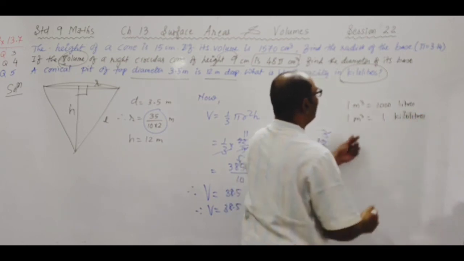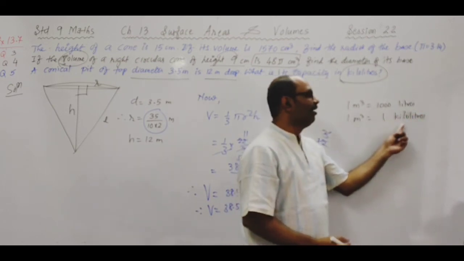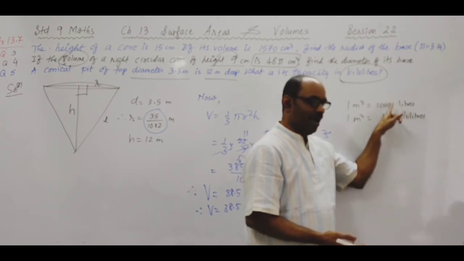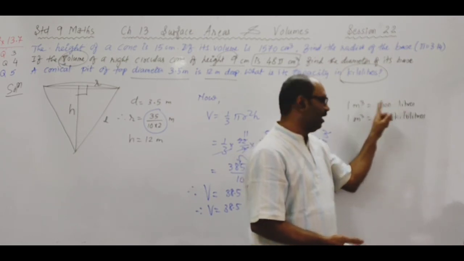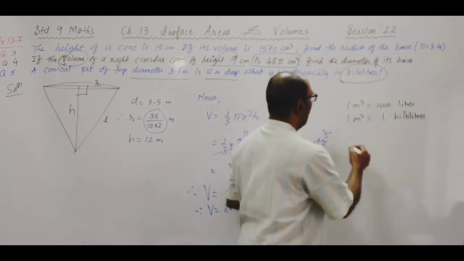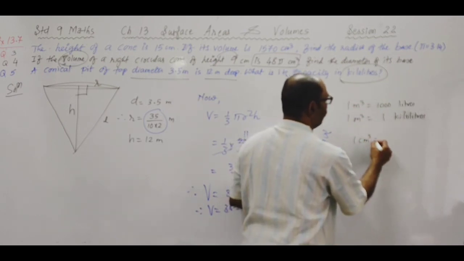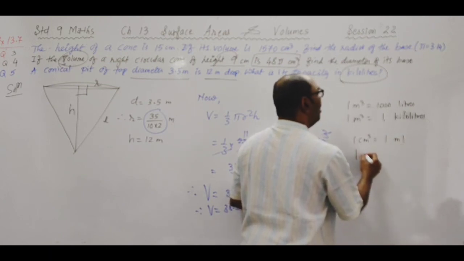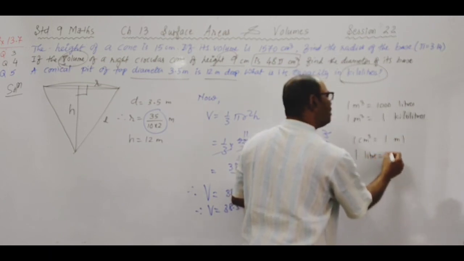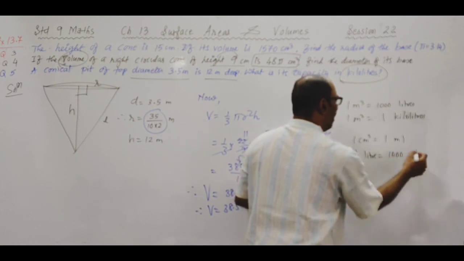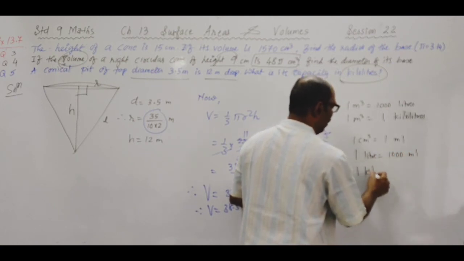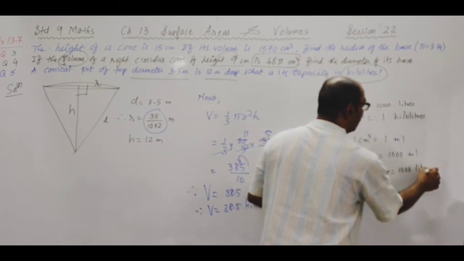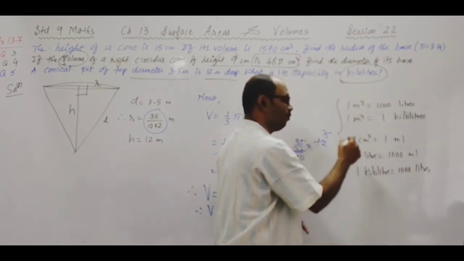1 kiloliter is what? 1000 liters. Whether it is 1 kiloliter or 1000 liters, that is 1 meter cube. And 1 centimeter cube is 1 milliliter, and 1 liter is 1000 milliliter. You know this. And 1 kiloliter is 1000 liters. So these are a few relationships you should remember.